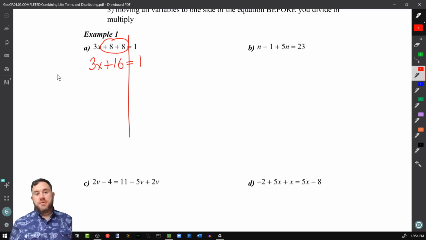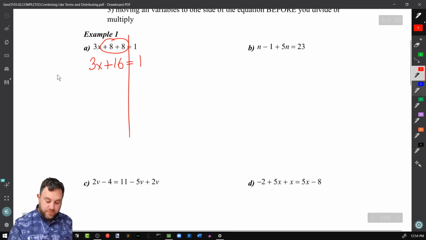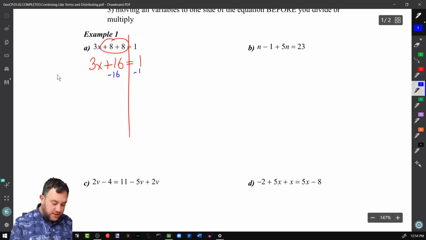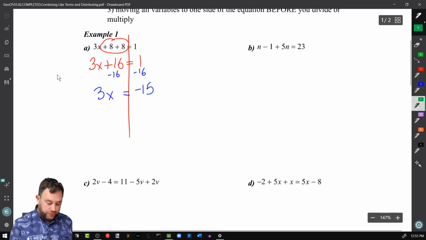Now it's just like those two-step equations we did last time. We'll subtract 16 from both sides, so 3x = -15. Then we'll divide both sides by 3. So x will be -5.